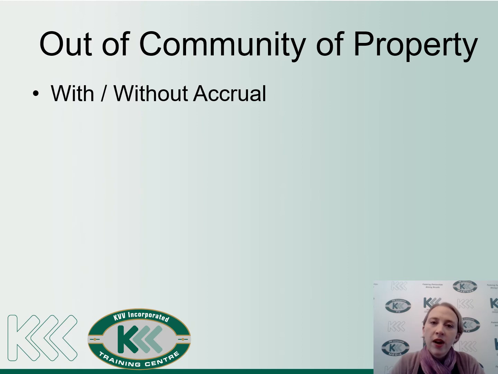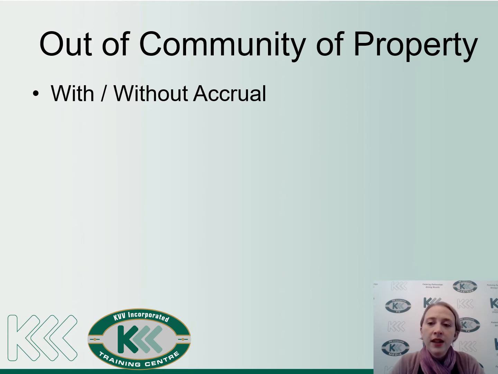The second type of marriage is that out of community of property. When you get married out of community of property, you can choose to do so with or without the accrual. If you get married without the accrual, it's out and out of community of property. What's yours is yours and what's mine is mine. If you get married with the accrual, it means that whatever is accrued between the spouses after the date of marriage will be divided in two between the spouses.